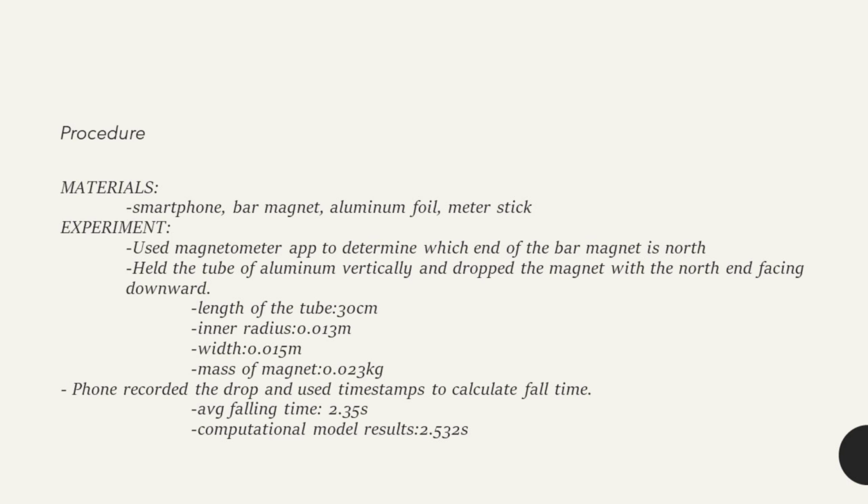The length of the tube came out to be 30 centimeters. The inner radius is 0.01 meters. The width is 0.015 meters, and the mass of the magnet is 0.023 kilograms. The average falling time over 5 different tests was 2.35 seconds, and the computational model result was 2.532 seconds.